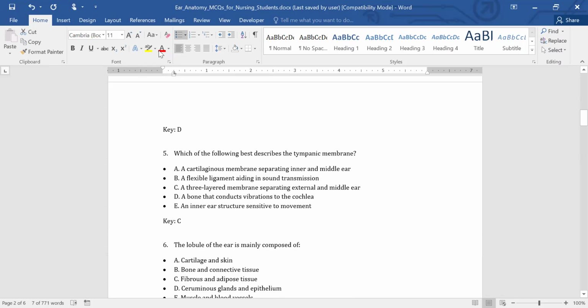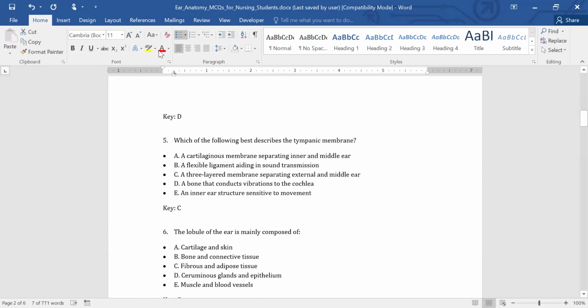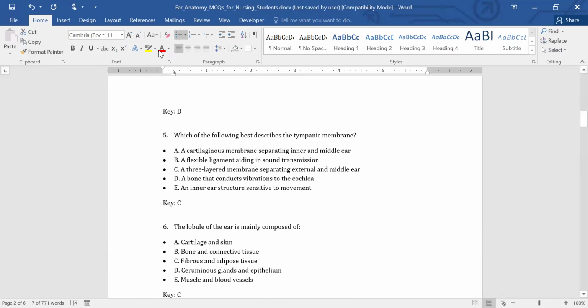Which of the following best describes the tympanic membrane? A cartilaginous membrane separating inner and middle ear, a flexible ligament aiding in sound transmission, a three-layered membrane separating external and middle ear, a bone that conducts vibration to the cochlea, an inner ear structure sensitive to movement. So it is a three-layered membrane separating the external and middle ear.